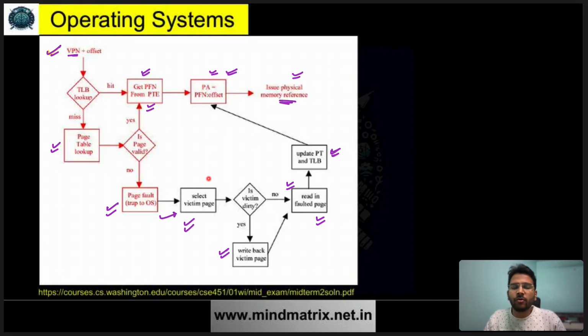So this is the entire flow. Whatever you have in red, that is all hardware based. Whatever you have in black, that is being handled by the operating system. And your page table is also present in the main memory. You know this, right?